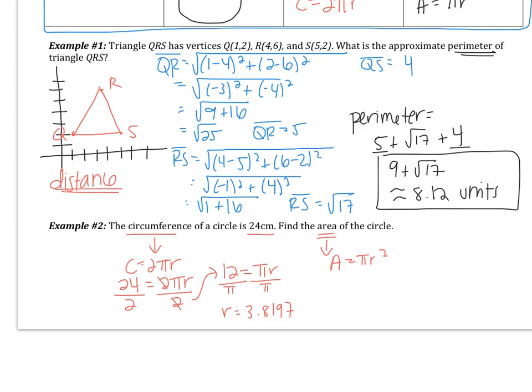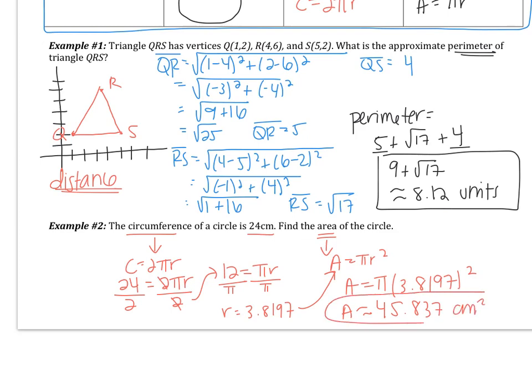Now that I have the radius, I can find the area. So my area is pi times my radius squared. So pi times 3.8197 squared. By order of operations, make sure that you do the squaring first, and then you multiply by pi. When I do that, I get the area to be about 45.837 centimeters squared. Remember that area is always units squared.